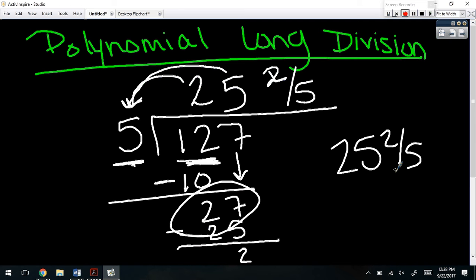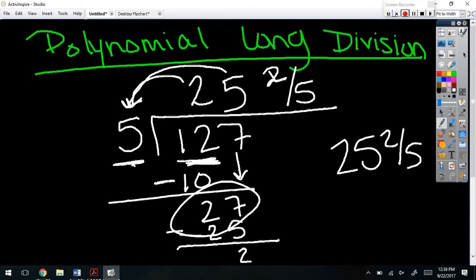If you can do this, you can do what I'm fixing to show you. It's just longer. Let me show you one more little background thing. I can't believe I wrote that wrong.